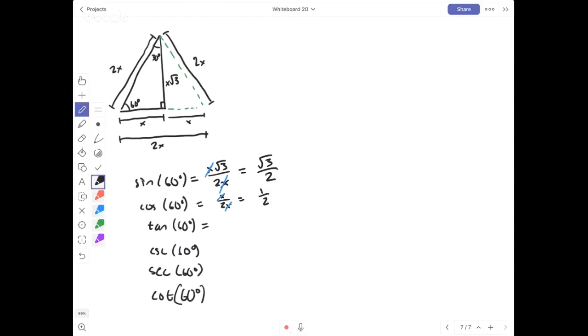The tangent of 60 degrees is opposite over adjacent. So x root 3 over x equals root 3 when the x's cancel. The cosecant of 60 degrees is the hypotenuse over the opposite. So 2x over x root 3.